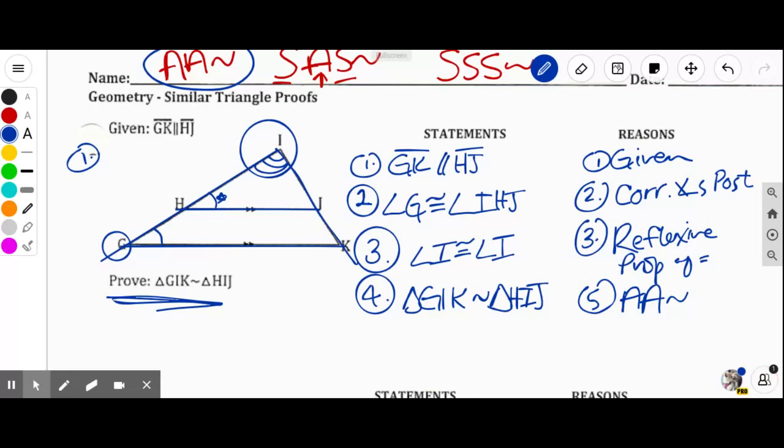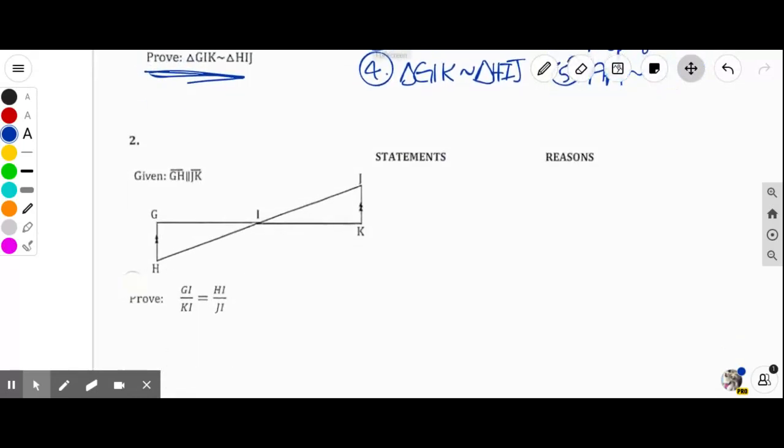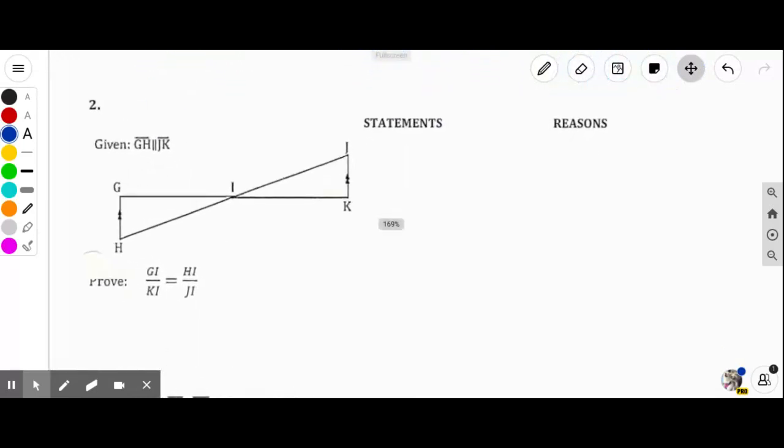A lot of them are just as easy as this. There are a couple at the end that are a little harder, but nothing too crazy. If you take a look at the second one, notice the prove is a little bit different. We're being asked to prove that sides of the triangles are proportional. By definition of similar triangles, once you determine that triangles are similar, you can then say that any of their corresponding sides are proportional. Just like when we had congruent triangles, once you proved they were congruent, you could prove that any of their corresponding sides were congruent.